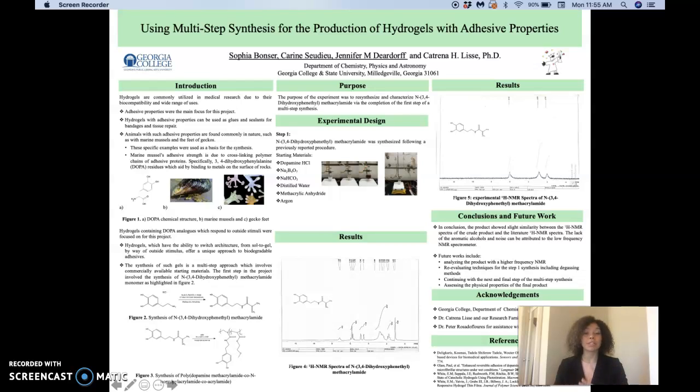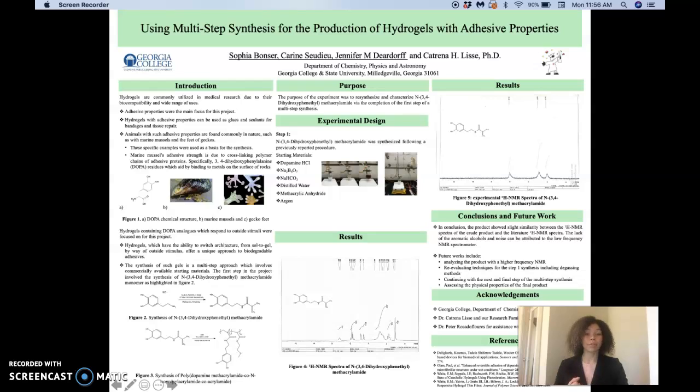The two focuses of this target hydrogel that we were making were, one, the adhesive properties, which were inspired by 3,4-dihydroxyphenylalanine, also known as DOPA. This cross-linked polymer is found in marine mussels. It allows them to bind tightly to the metal surfaces of rocks found in the ocean, and also the adhesion of the feet of a gecko.